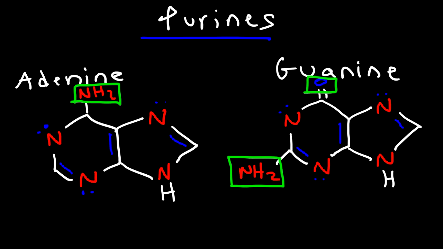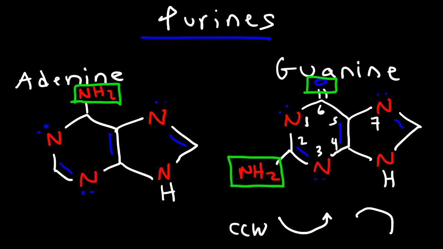Now let's talk about numbering the rings. So this nitrogen represents number 1, and then you need to count it in a counterclockwise direction. So this is 2, 3, 4, 5, 6. Then you move on to the 5-member ring. This is 7, and we're going to count it in a clockwise direction. So this is 8, and this is 9.